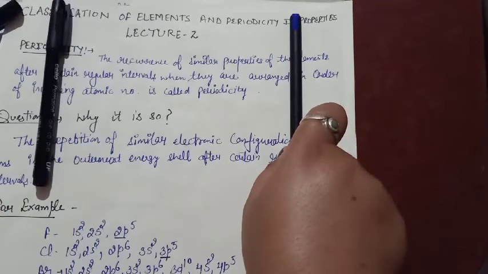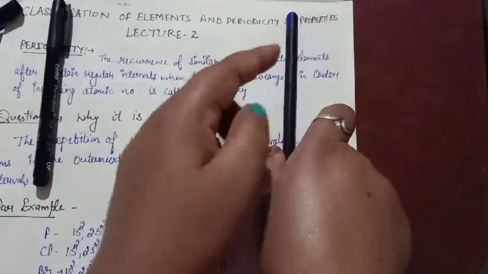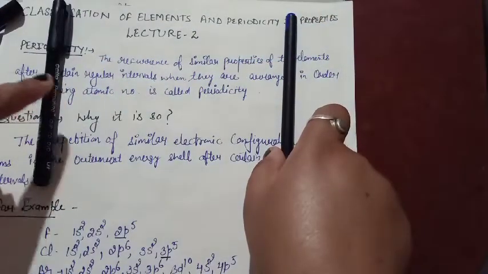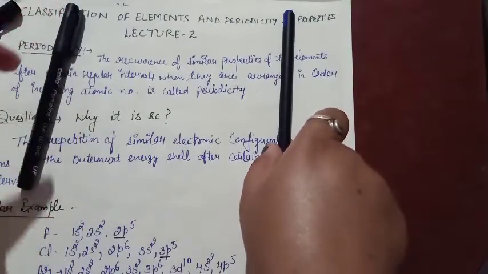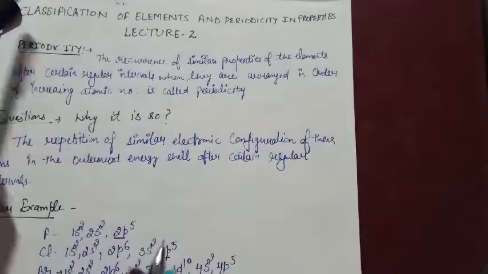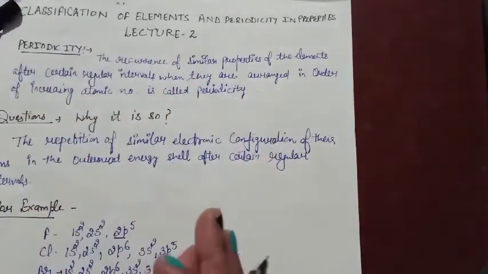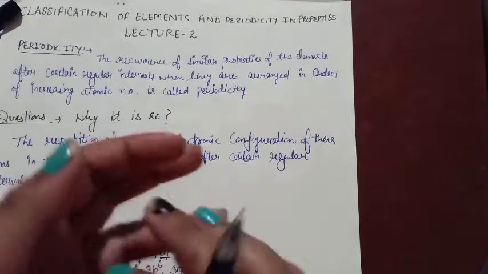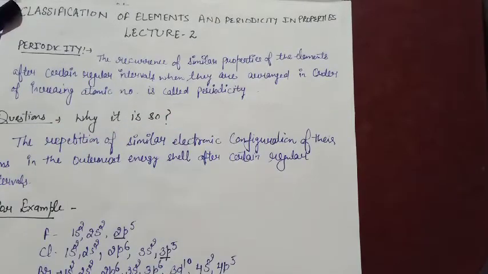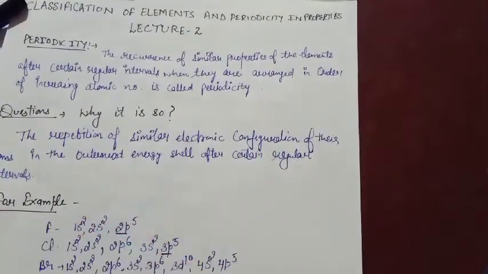S block means all of these, moving from top to bottom, are metals. The question arises: when you move from left to right and come back to the next period, again and again, there is a repetition of properties. Metals lie in the same group, and non-metals lie in the same group. That repetition of properties is known as periodicity. Now the question is why it is so.